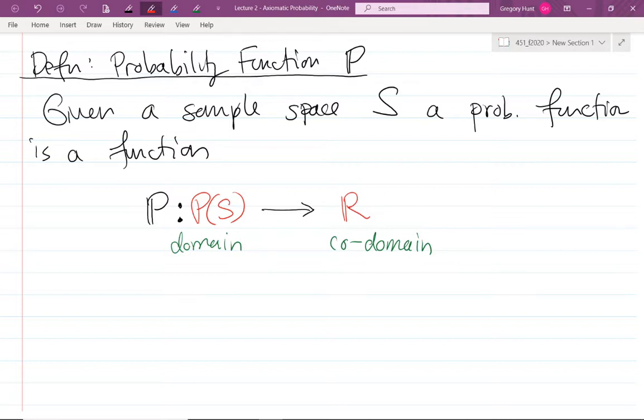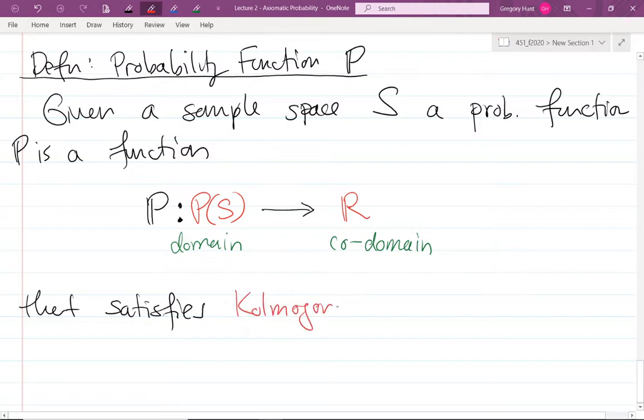So is a probability function any function that takes in an event and spits out a number? Well, the answer is no, otherwise this would be a very silly definition. The definition of a probability function is a function P going from the power set of the sample space to the real numbers that satisfies what are called the Kolmogorov axioms. That's a fancy way of saying the rules that this guy called Kolmogorov came up with in the 20s.